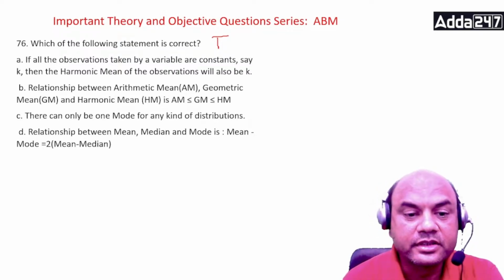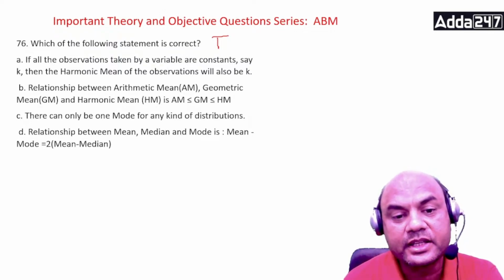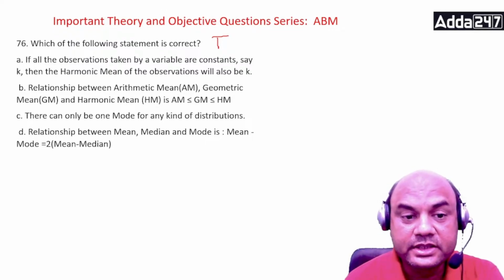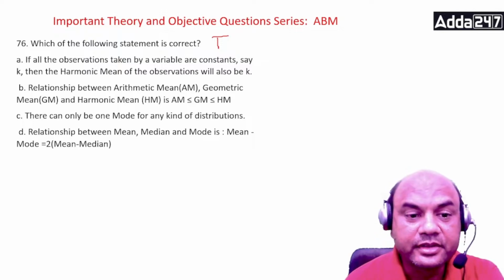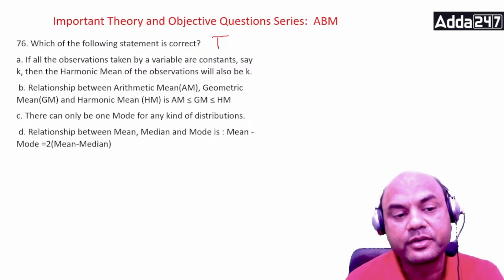Other ones. The relationship between arithmetic mean, geometric mean and harmonic mean is AM is less than GM is less than HM. So arithmetic mean is the smallest one, GM is bigger than that and harmonic mean is the biggest. Is this a relationship? Let's see. That's what you have to answer. I'll give the answer because I know the answer over here.